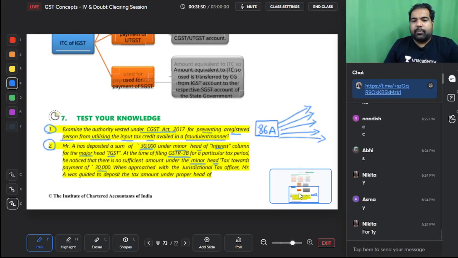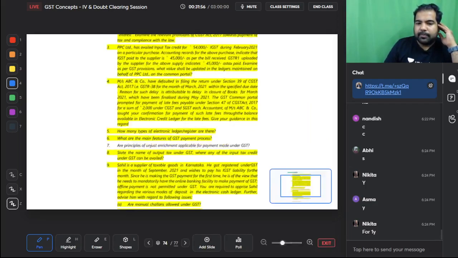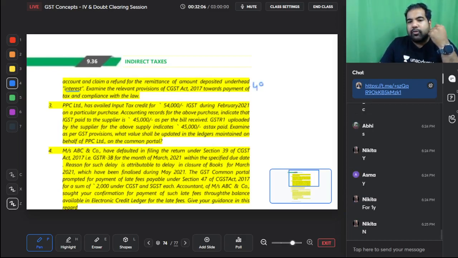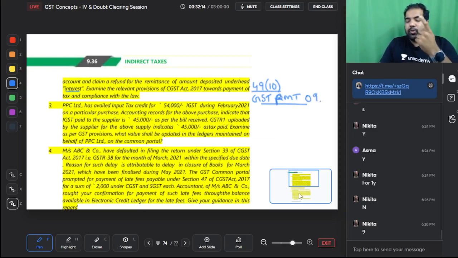When approached by the jurisdictional tax officer, Mr. A was guided to deposit the tax under the proper head and claim a refund of the remittance of the amount deposited under the head interest. Guys, do we have to do that? Do we have to again pay and take a refund? No. Section 49(10) and GST PMT-09. In that they say that you can move it from one place to the other. There is no problem with that.